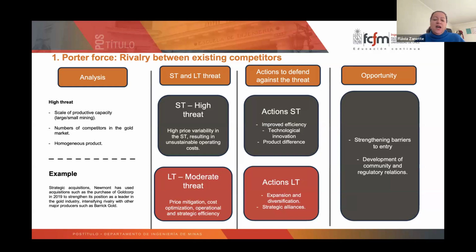Then we have the short term and long term as a threat. I'm not going to explain all of it, but I'm going to concentrate on this topic as the opportunity that we have seen, considering this driving force. In this condition that we have for Newmont, the opportunity for the company is strengthening barriers to entry and developing community and regulatory relations. Okay.